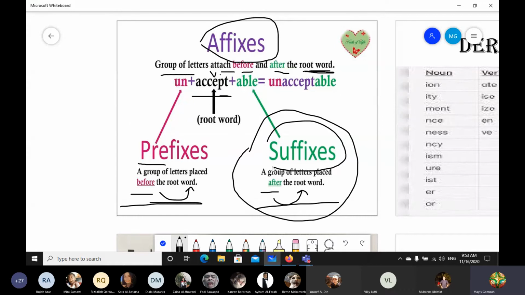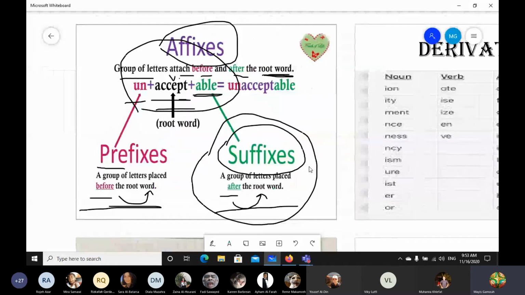So here let's go one more time to our example. We have the word accept. When we added the prefix, it became unaccept. And when we added the suffix able, it became unacceptable. And here we formed the new word, which is unacceptable. And now let's go to our next slide and get introduced to some derivations.